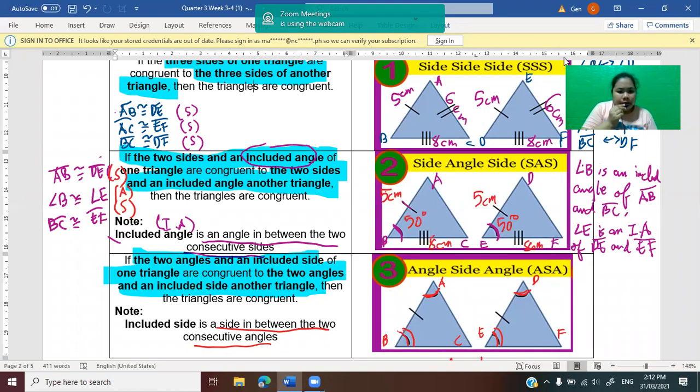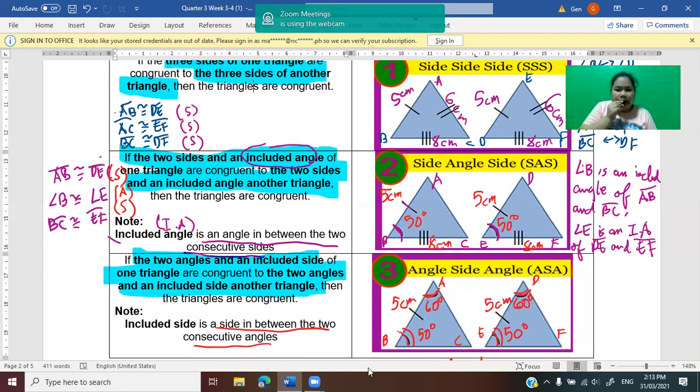Okay, sa number 3 naman, we have, if we have 5 cm here, this is also 5 cm. If angle B is 50 degrees, this is also 50 degrees. Okay. Then if this is 60 degrees, this is also 60 degrees. Yan. So that is angle side angle kapag mayroong sukat.